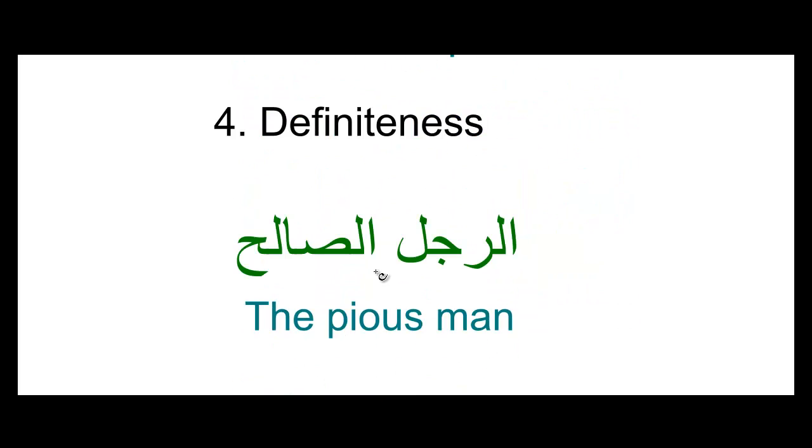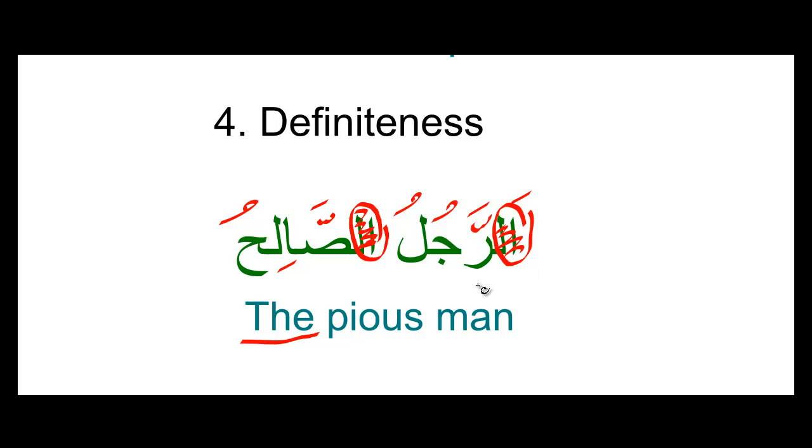And then the fourth thing that the sifa must agree with the mawsuf in is definiteness. What I mean by that is the application of alif lam, for example. We have ar-rajulu as-salihu, the pious man. How did it become the? Well, if you've been watching the videos, you'll know that it became the because of the alif lam. And so because ar-rajul has alif lam, as-salih is also going to get alif lam. And if we remove the alif lam from here, we have to remove the alif lam from here as well.